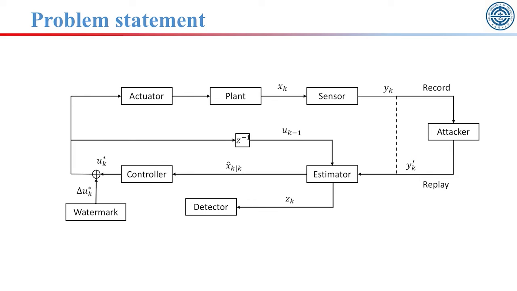In this figure, we would like to introduce physical watermarks. The physical watermark is added to the control output here. Since the attacker doesn't know the watermarks and the system states are correlated with the watermarks, the attacker's malicious behavior will be detected by the detector.